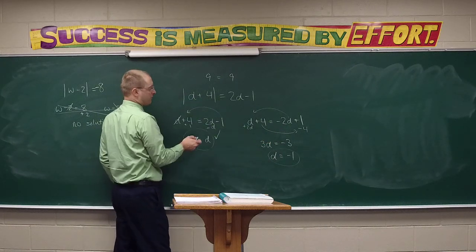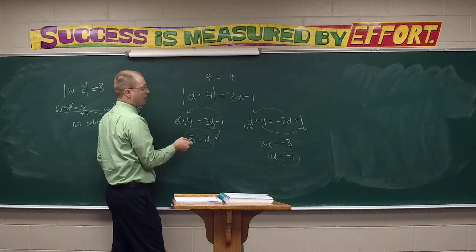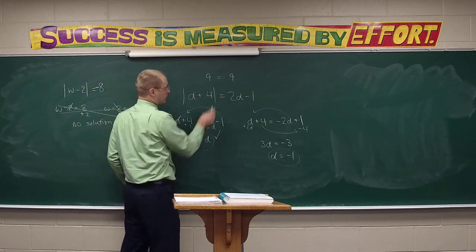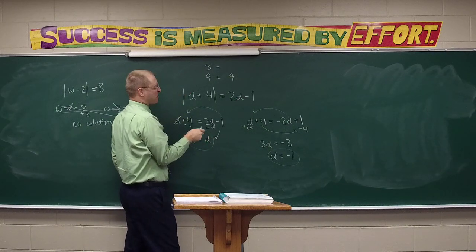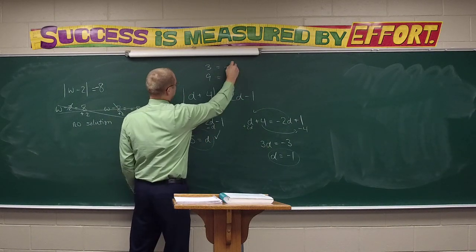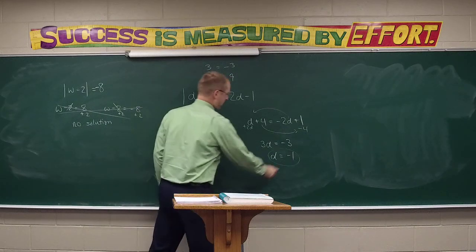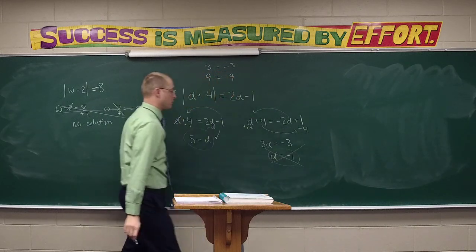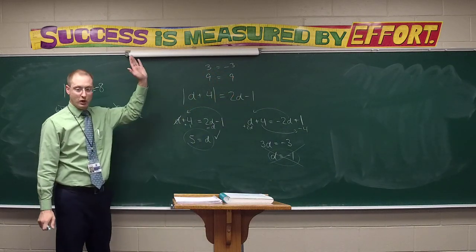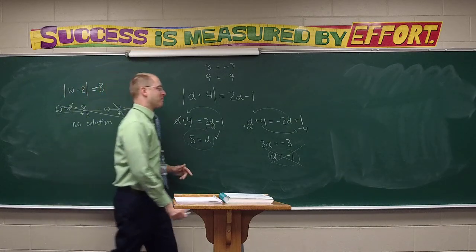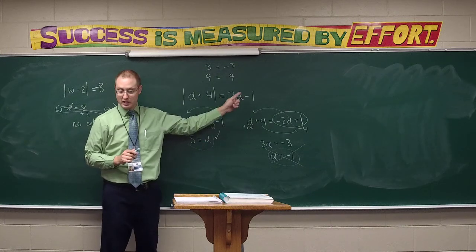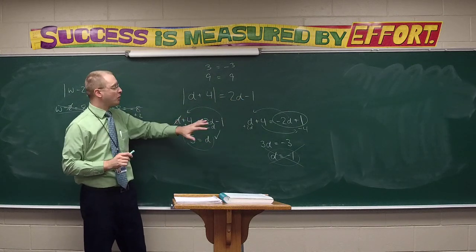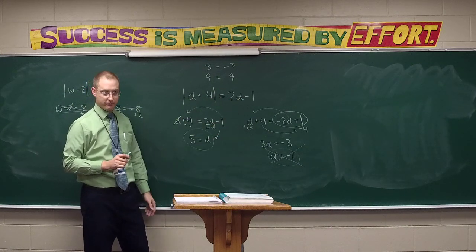Negative 1 plus 4. 3. Absolute value of 3. 2 times negative 1. Negative 2 minus 1. Negative 3. Does it check? Nope. Sure enough, it is an extraneous root. How many got 5 to check? Negative 1 to not check. How many, maybe when you came over here to change the signs, you forgot to change all the signs perhaps? That's a common mistake. Questions, comments, feedback?